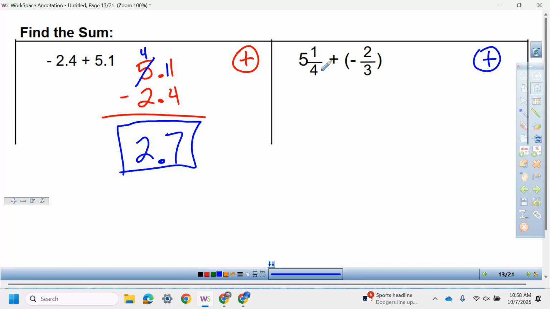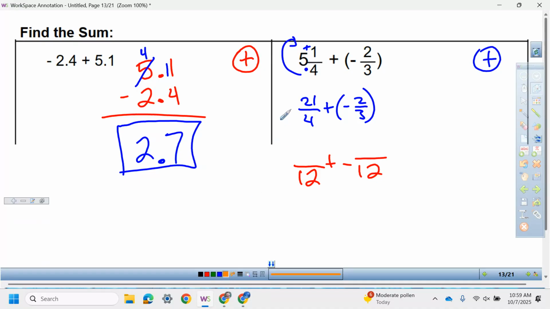Now, when we add and subtract fractions, let's get some fractions here. So let's convert this. Times 4 plus 1. So that's 21/4 plus a negative 2/3. So all I've done was convert this mixed number to an improper fraction. Now that I have fractions here, let's find that common denominator. So 4 and 3, my common denominator is going to be 12.